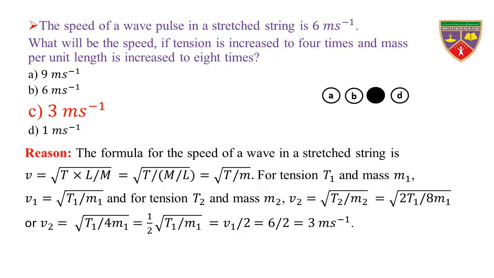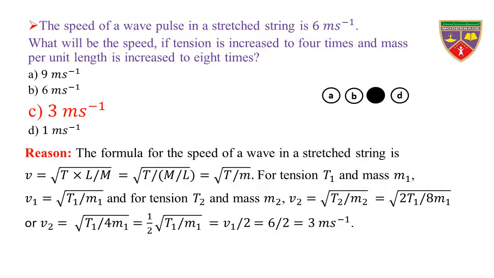Reason. The formula for the speed of a wave in a stretched string is V is equal to square root of T into L divided by M, which is equal to square root of T divided by M divided by L, where M divided by L is mass per unit length and it is denoted by small m. Therefore, the speed V is equal to square root of T divided by small m.